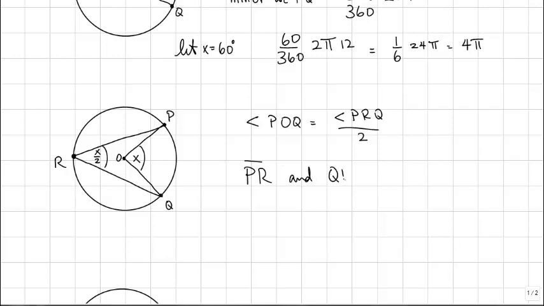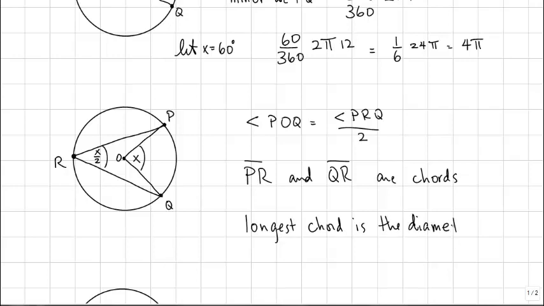Now, I said a minute ago that PR, that line segment, and RQ or QR, these are known as chords. And the longest possible chord in any circle is the chord that passes through the center of the circle, and that's simply the diameter. So the diameter is a chord. So the longest chord is the diameter. The radius is not a chord because it doesn't connect 2 points on the circle. It only connects the center of the circle to 1 point.